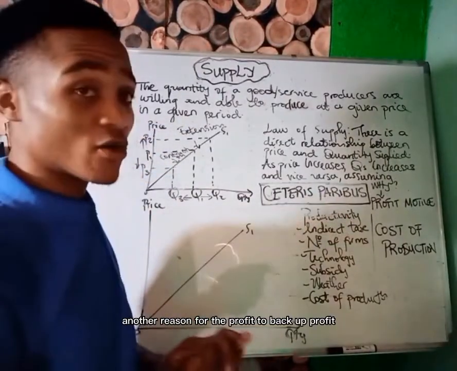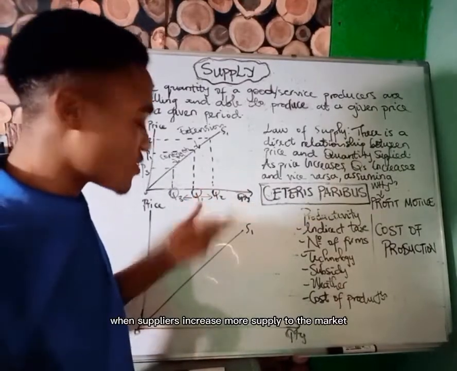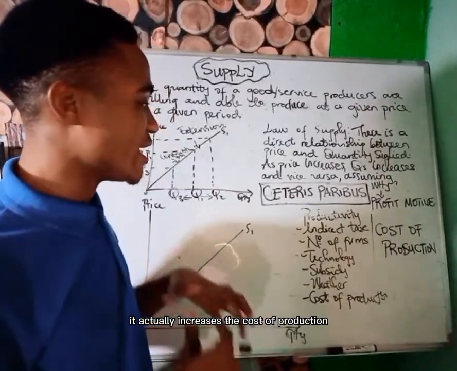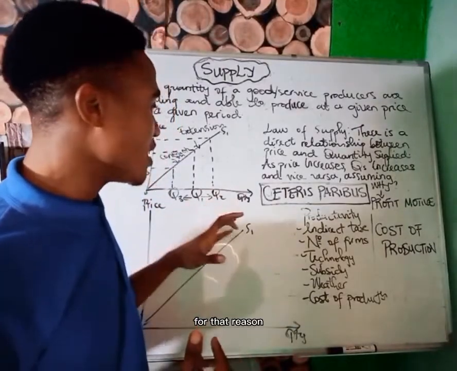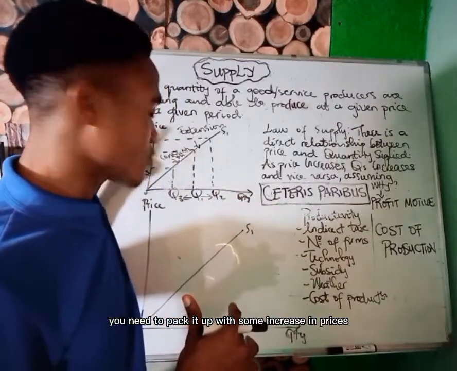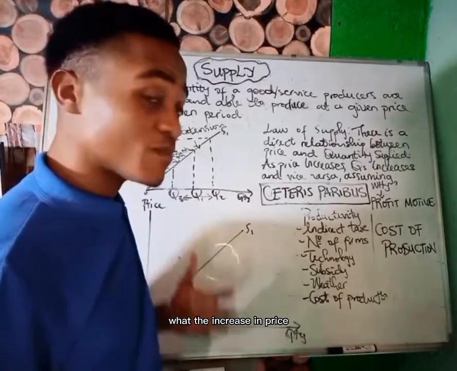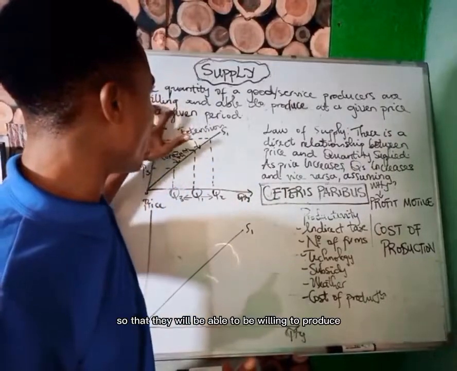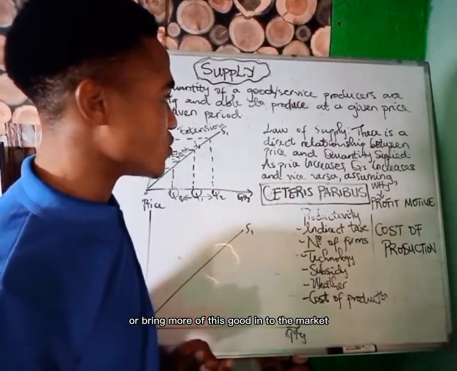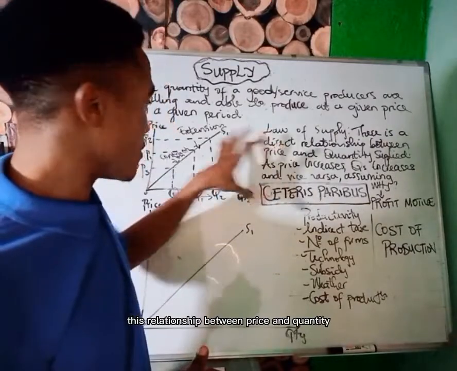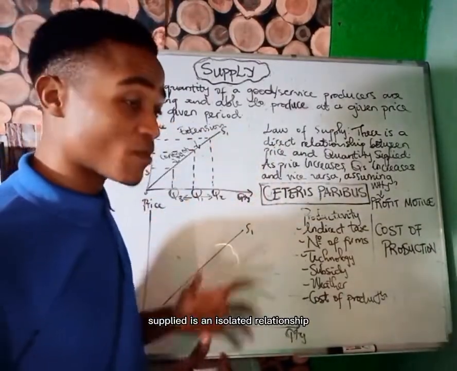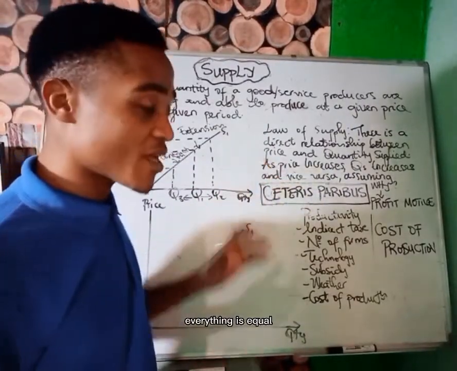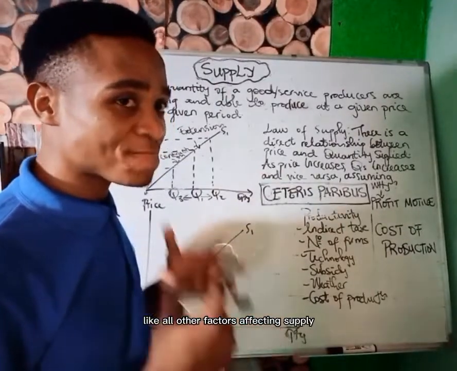Another reason to back up the profit motive is that when suppliers bring more supply to the market, it increases their cost of production. For that reason, they will need to back it up with an increase in prices. In other words, the increase in price, as shown on the y-axis, is a motivation for them, so that they will be willing to bring more of this good into the market. This relationship between price and quantity supplied is an isolated relationship, explained assuming all other factors affecting supply are equal.